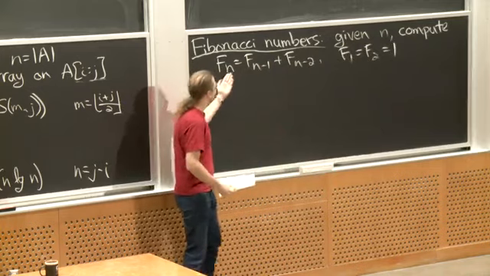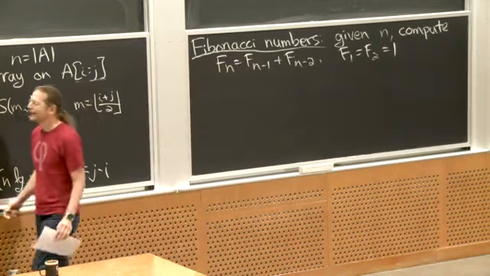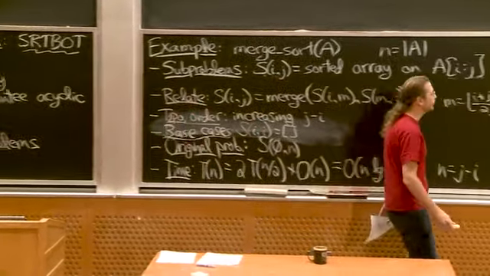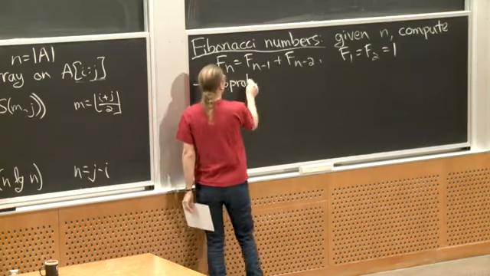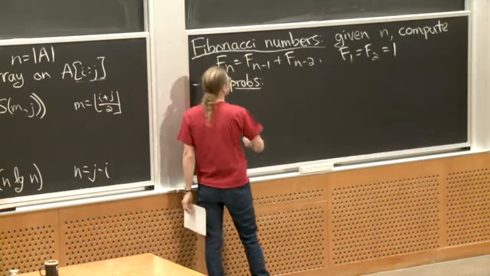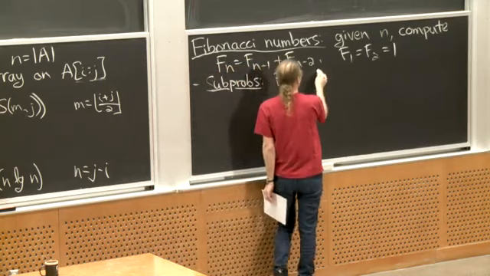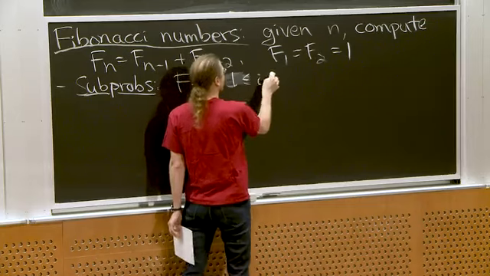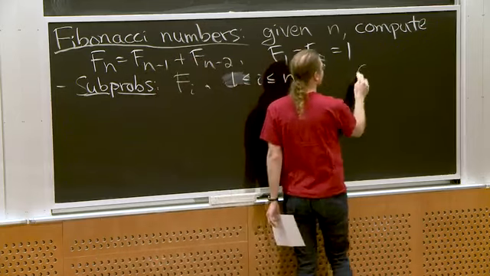This is a recurrence, so it seems very natural to write it as a recursive algorithm. So let's try to do it. We start with what are the subproblems. The obvious subproblems are just the various Fibonacci numbers, F_i for i between 1 and n. So there are n of these subproblems.